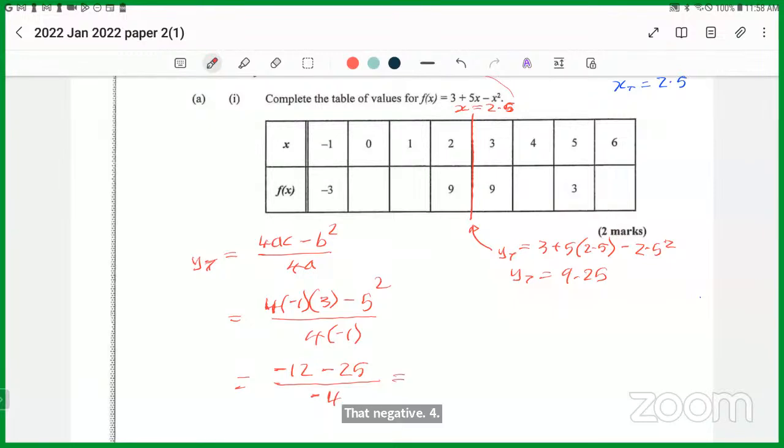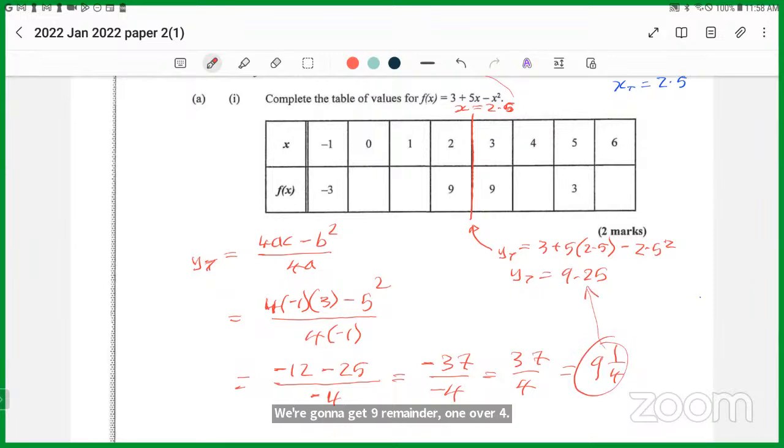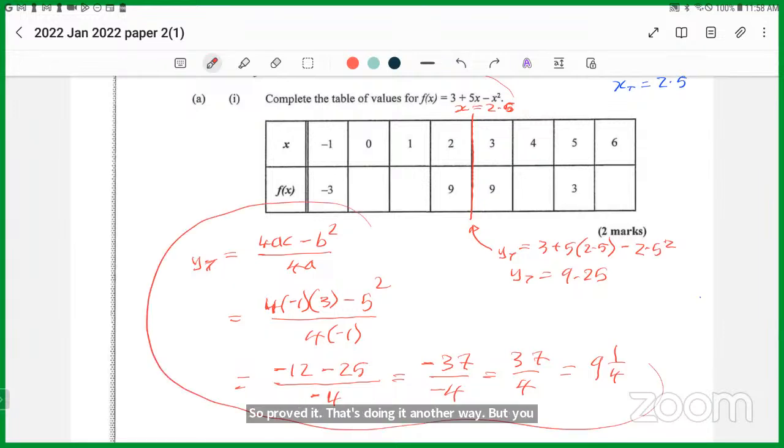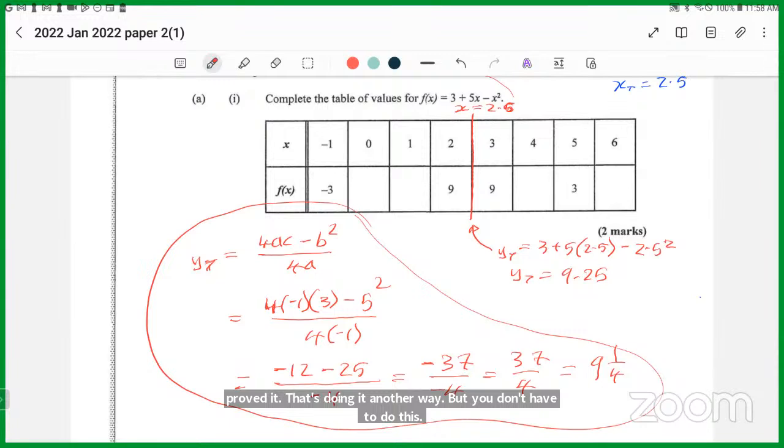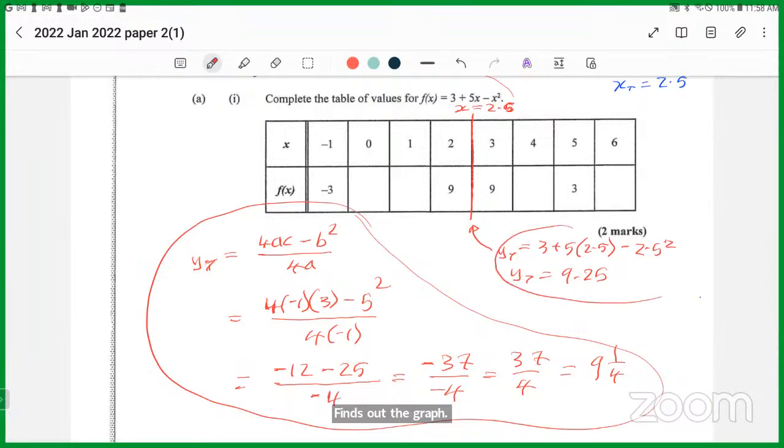So this actually becomes, what is this now? -37 over -4. They cancel each other and we get 37 over 4. And if we divide 37 by 4, we're going to get 9 remainder 1 over 4, which is the same as 9.25. So that proves it. That's doing it another way. But you don't have to do this because you have the graph, you have the table, and you can actually see it. So this would be the quick way to find the YT value this time.